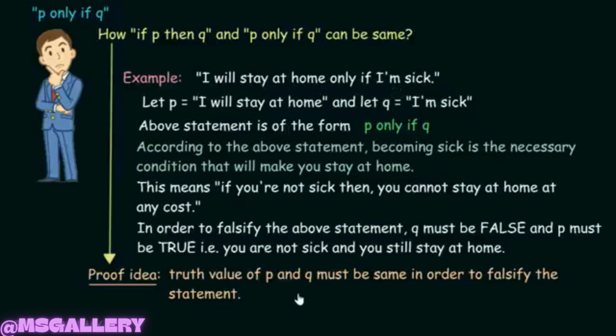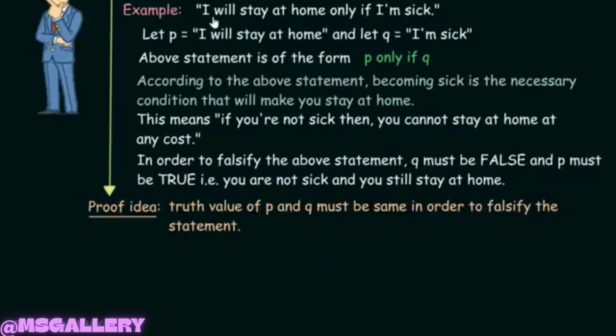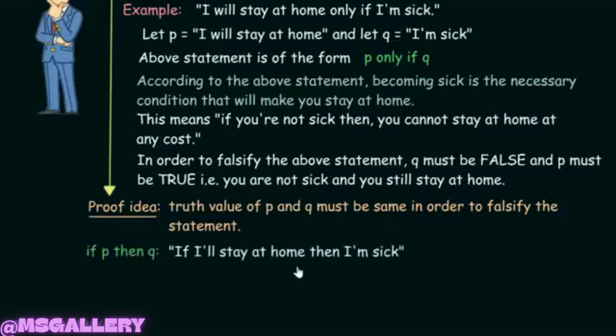Now let's consider the proof. As we know, this is the representation of P only if Q. If we want to represent this same statement of the form if P then Q, then how does it look like? If I will stay at home, then I'm sick. As we know, P is I will stay at home and Q is I'm sick, then if P then Q looks like if I will stay at home, then I am sick, right?